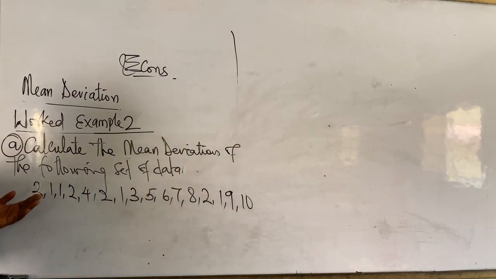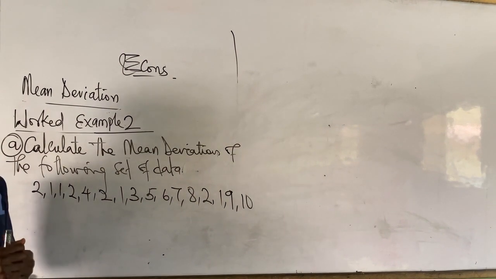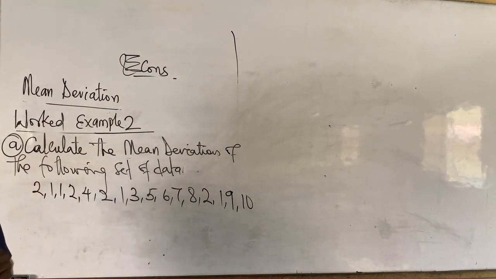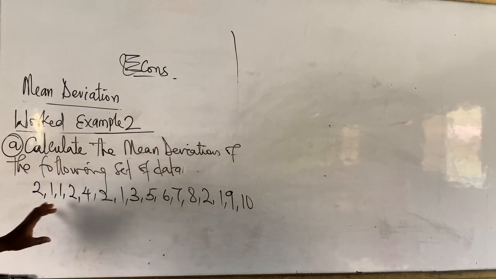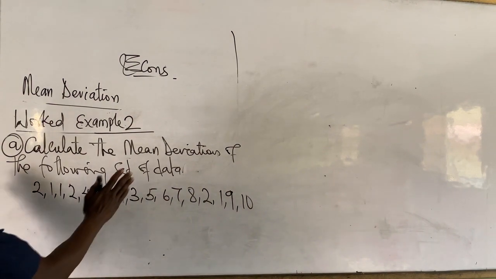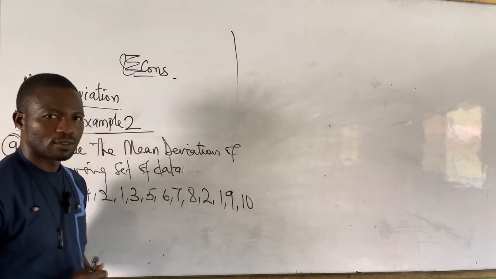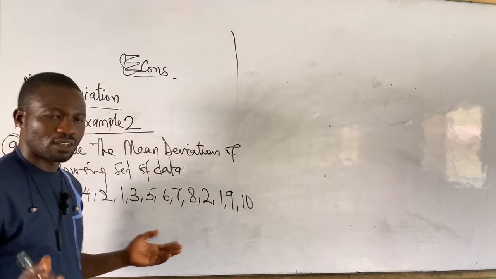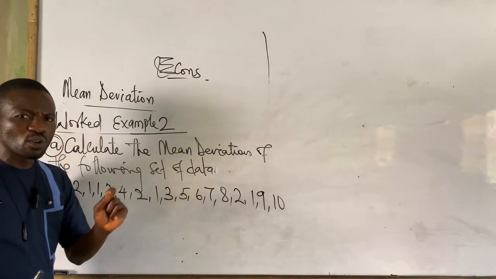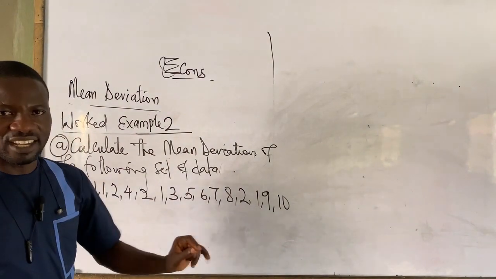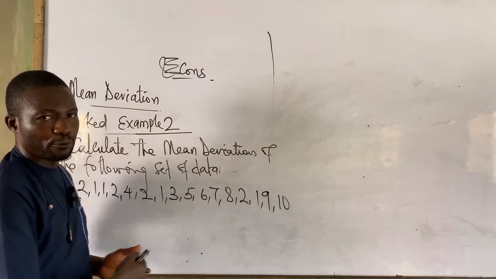When you look at this worked example 2, you get to understand that it almost looks like worked example 1, but there are different ways of solving it. The data given to us here will show us how we can solve a simple question of mean deviation using the formula of group data. But how do we know the formula to use? It is simple. When you look at this data, you will notice that we are not given frequency in the question. This question is without frequency.